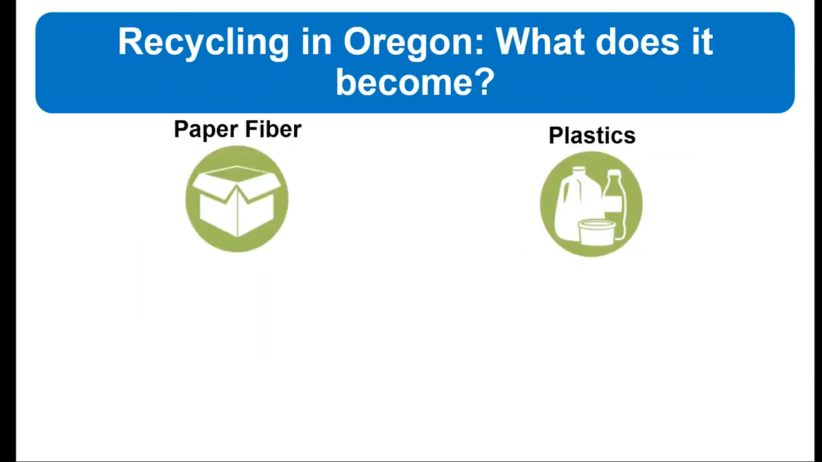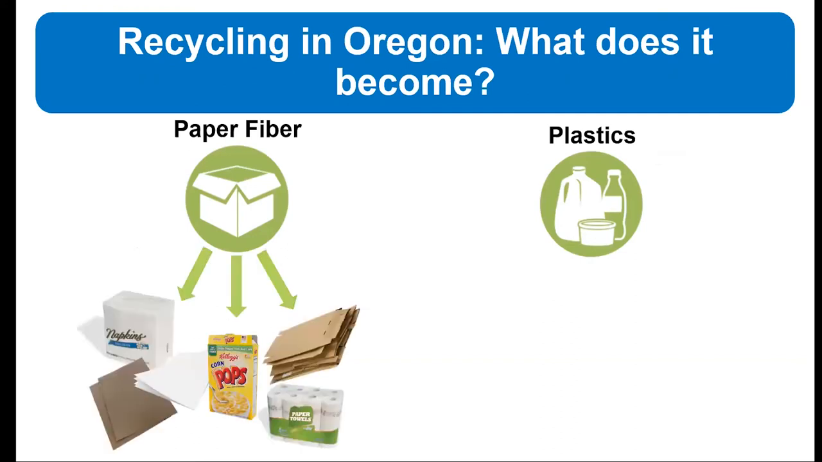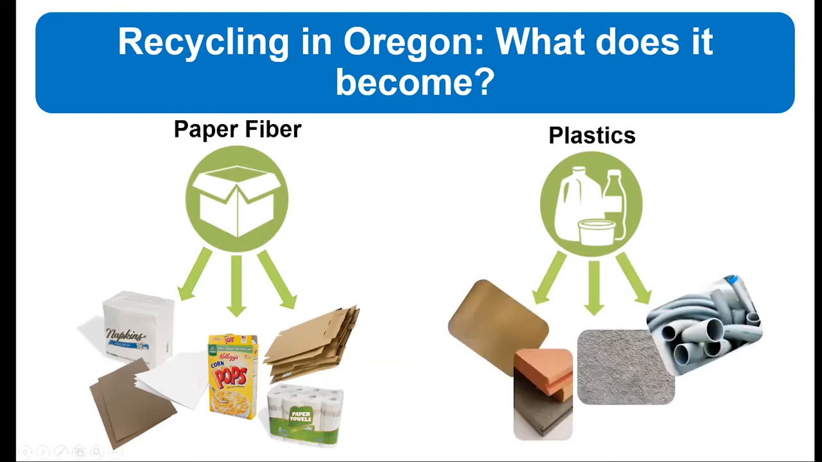So recycling in Oregon, what does it become? Here are just a few of the things. Paper fiber can be made into container board, copy paper, insulation, craft paper, napkins, paper towels, tissue, toilet paper, and packaging. Plastics, including plastic film, can be made into agricultural and automotive parts, carpet, composite lumber, sheeting, flooring, lawn and garden products, and different kinds of pipes.